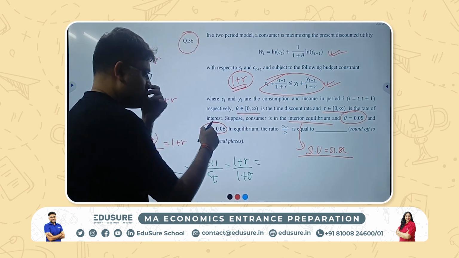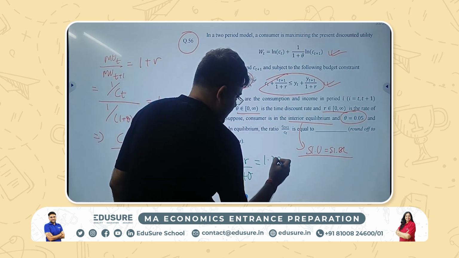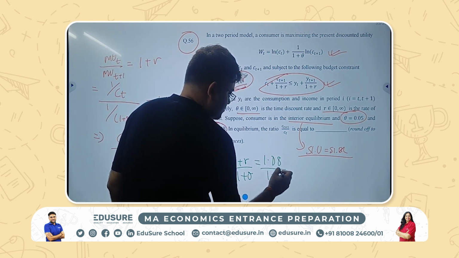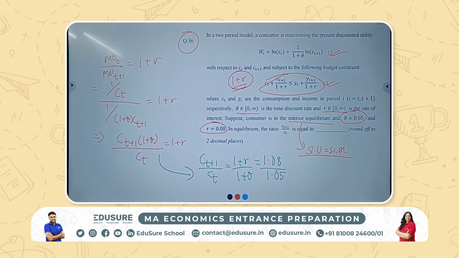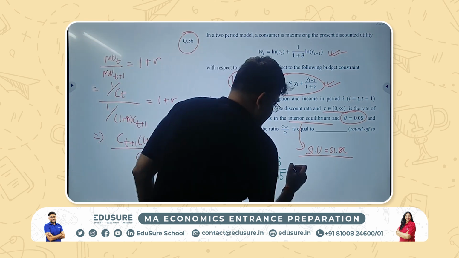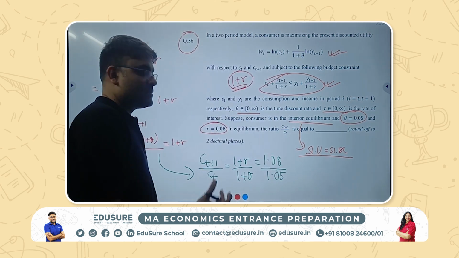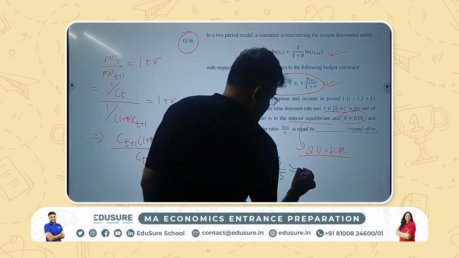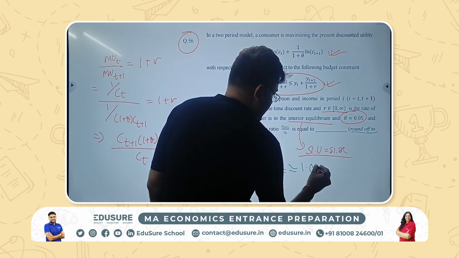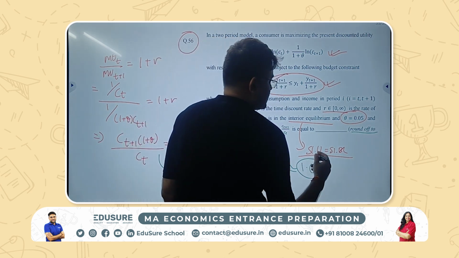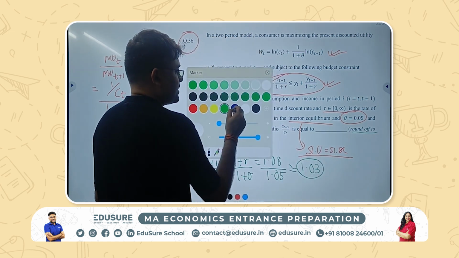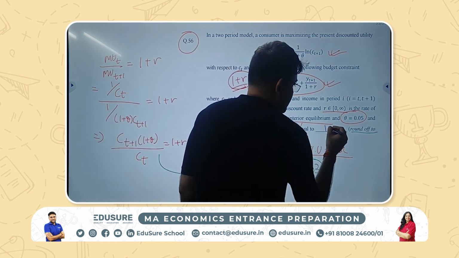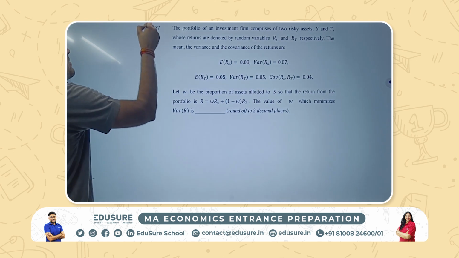So r is equal to 0.08, so 1.08 divided by 1 plus theta, theta is equal to 0.05. 1.08 by 1.05 is what you need to do, and you will get 1.028 something. If I need to round it off to two decimal places, this will be approximately equal to 1.03. And this will be my answer here. The answer is 1.03.